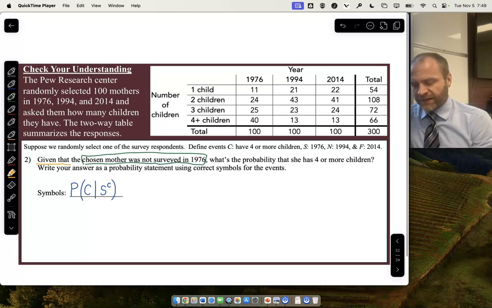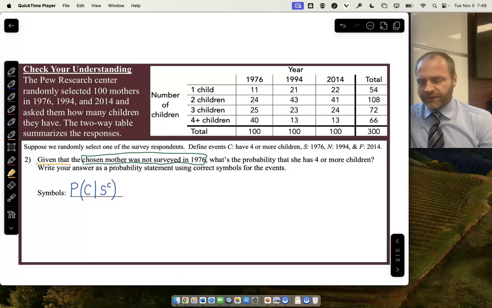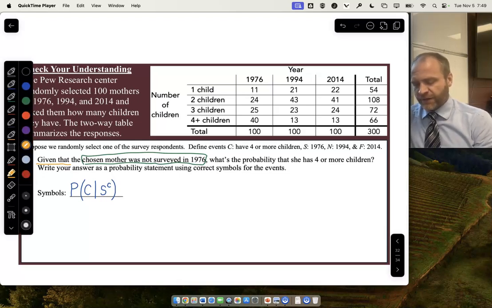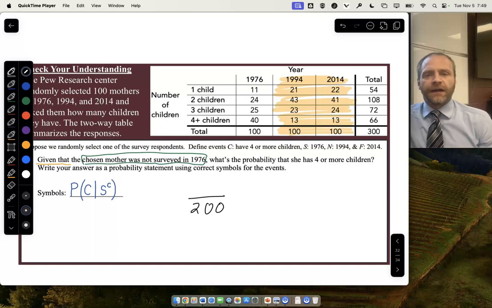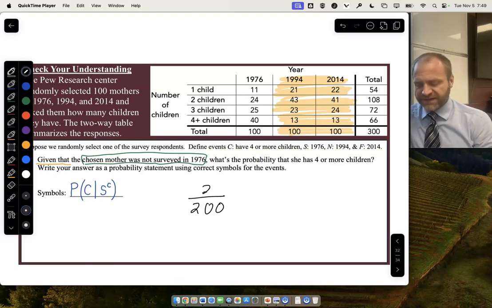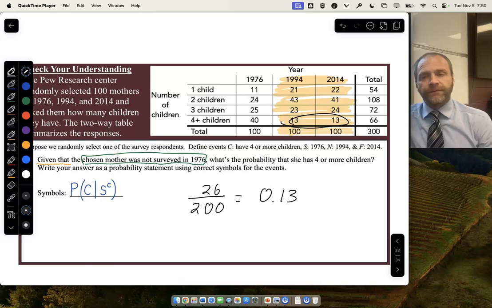Probability of S complement, you're going to have to be in the other columns, over in this area. Given that this occurred, in this case I have a total of 200 people who were not surveyed in 1976. How many of them have 4 or more children? I would say it's about 26 of them, 13 and 13. So that would be 13 out of 100, a 0.13 probability.